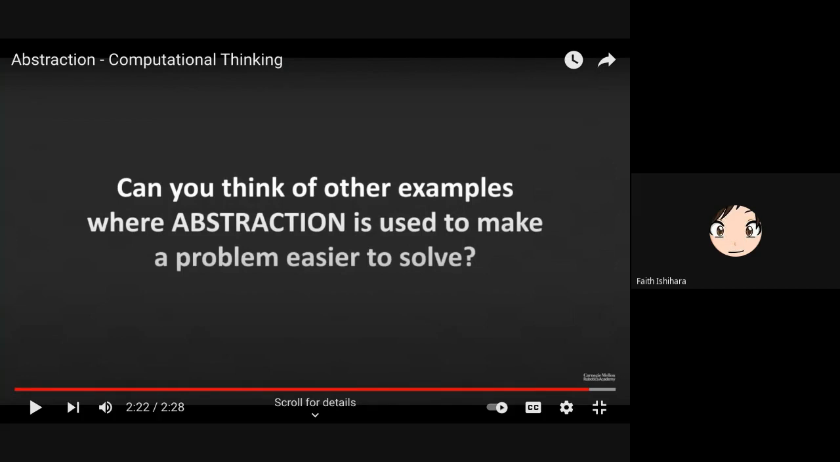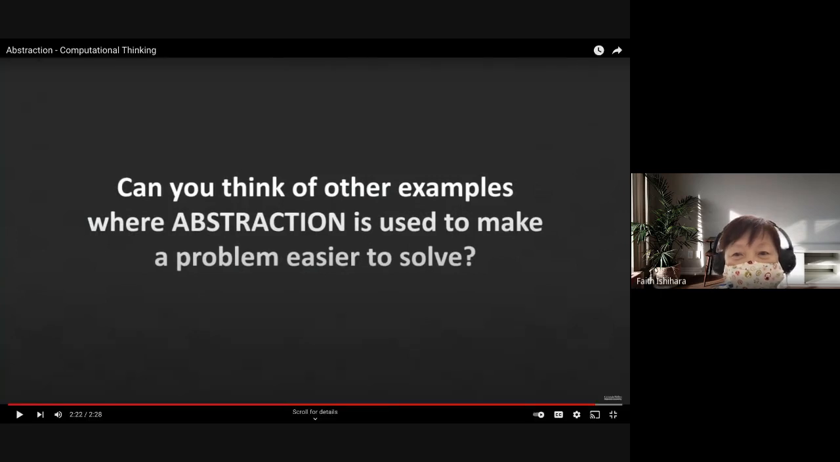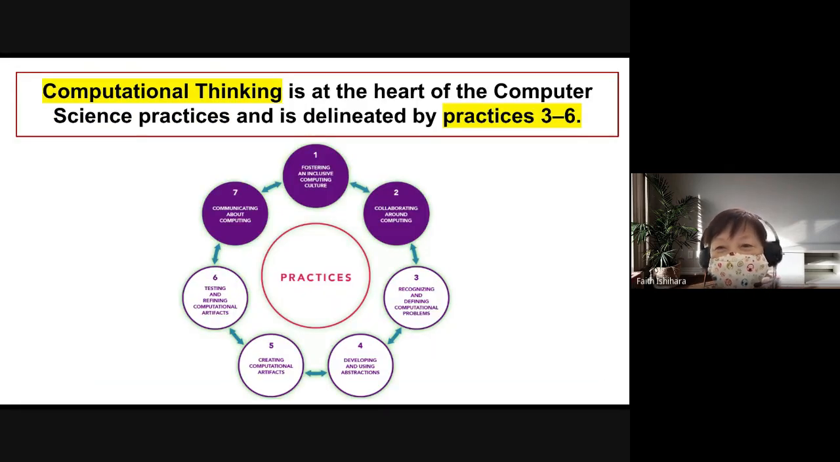Yeah, so we selected abstraction because it is a term that maybe we don't hear as much, and so we'll go through each of the concepts a little bit deeper. So here's computational thinking at the heart of computer science practices 3 to 6 in the bubbles, and you can take a look at them and get a better idea.